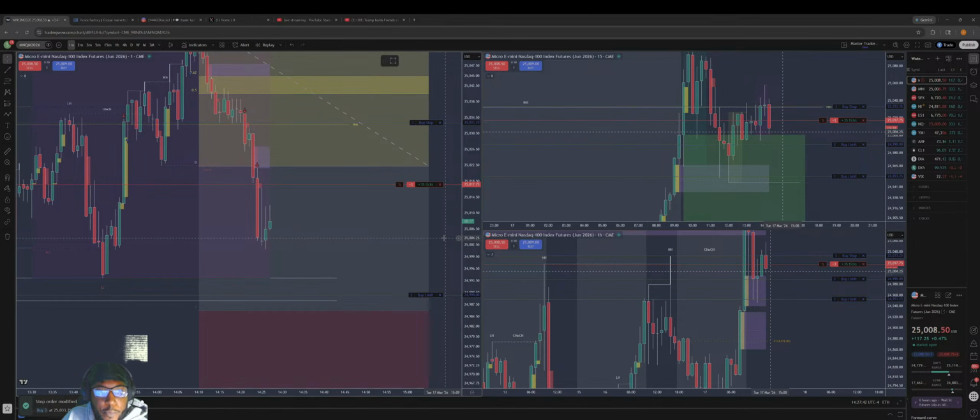But let's see if this trade works out. See if we can get some nice movement lower.